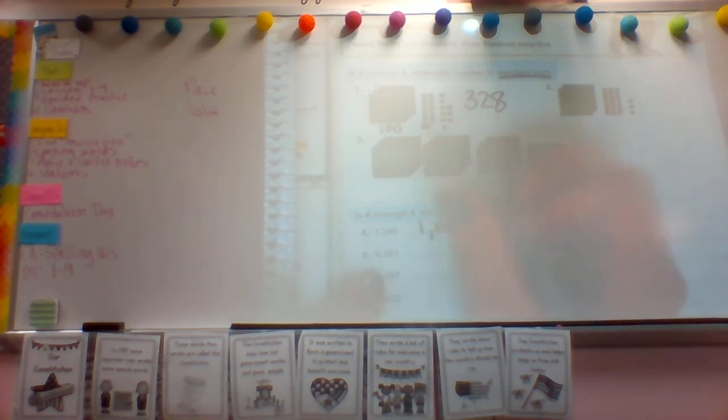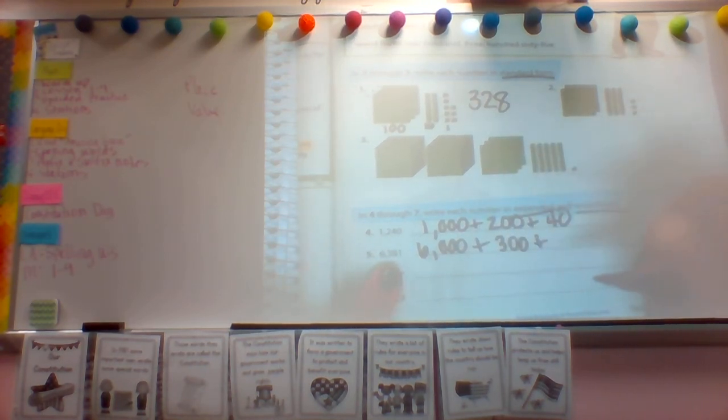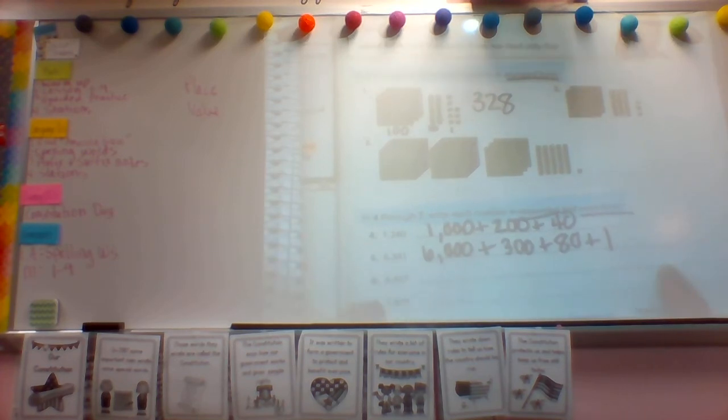The value of the 6 is 6,000. The value of the 3 is 300. The value of the 8 is 80. And the value of the 1 is 1. So it's taking it digit by digit and place value place by place value place and putting it in an addition problem starting with the biggest number.